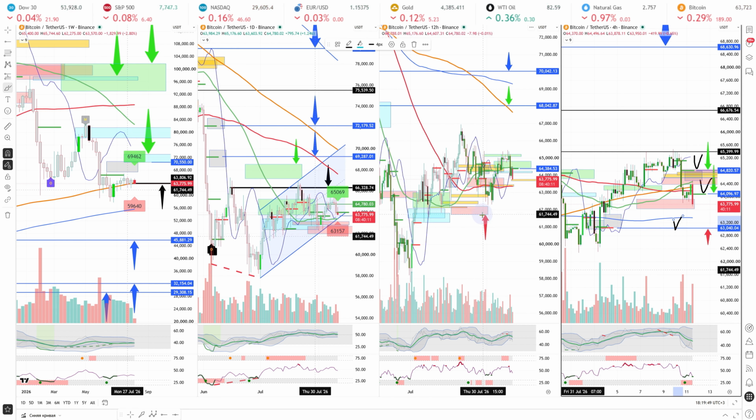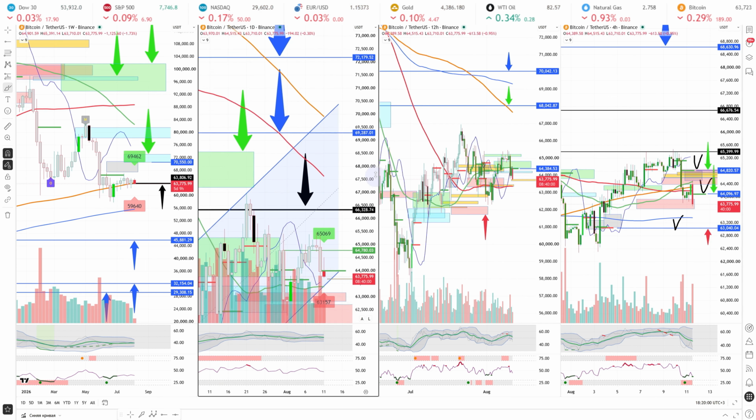The target has not been reached. It's quite far, but nevertheless. And finally, we have a magnet. This is the most important thing right here. The 100 period moving average on the 12-hour chart, 63,400, right?